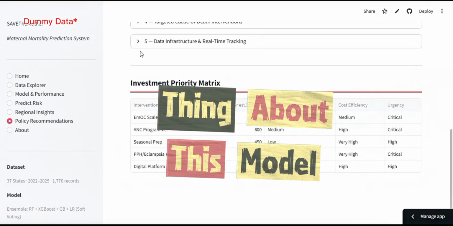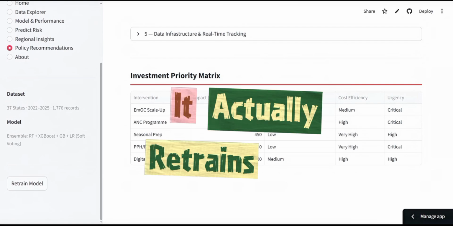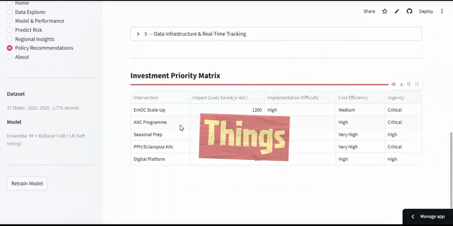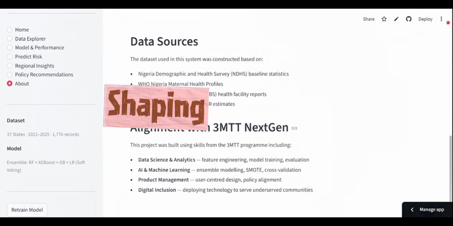And one really good thing about this model is that it actively retrains itself. Once the data set is updated over time, it actively retrains itself to better understand the local context of things. In the future, I see this becoming an invaluable tool in health tracking and surveillance systems, shaping intervention programs and policies with data-driven insights.